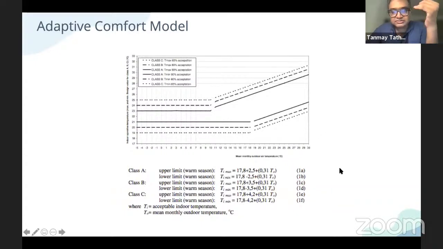You don't need to get into the details of this slide, but all it says is that for a given climate, and for given weather conditions outside, people can be comfortable inside in a band of temperatures. So here, for example, it's from 25 to 19. And this band of temperature keeps going up as the outside gets warmer. So when the outside is 30 degrees, according to this, then the comfort range is between, let's say, 29 to 24 or something like that. So the adaptive comfort model allows you to design buildings that respond to the outdoor conditions.